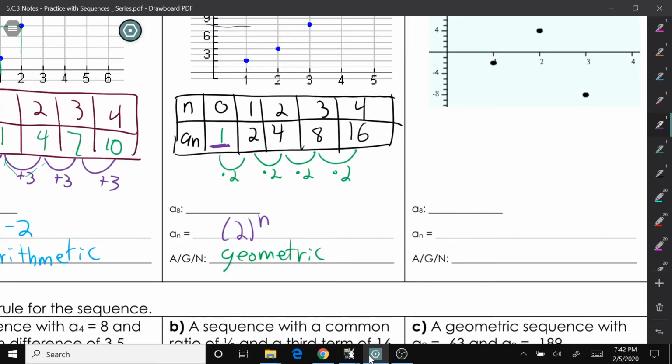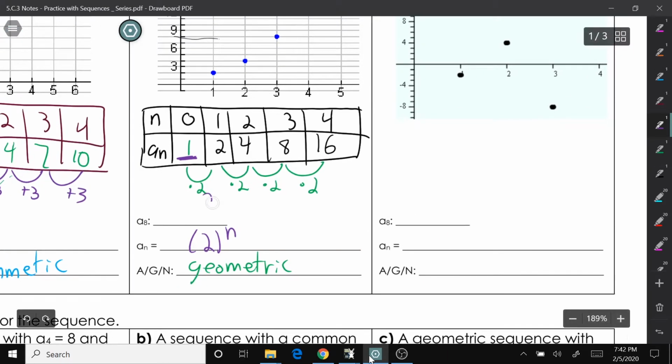So then we would need to calculate 2 to the 8th power. Alright, so we get out our calculator and do 2 to the 8th power. Just trying to find that on my calculator. We get 256.